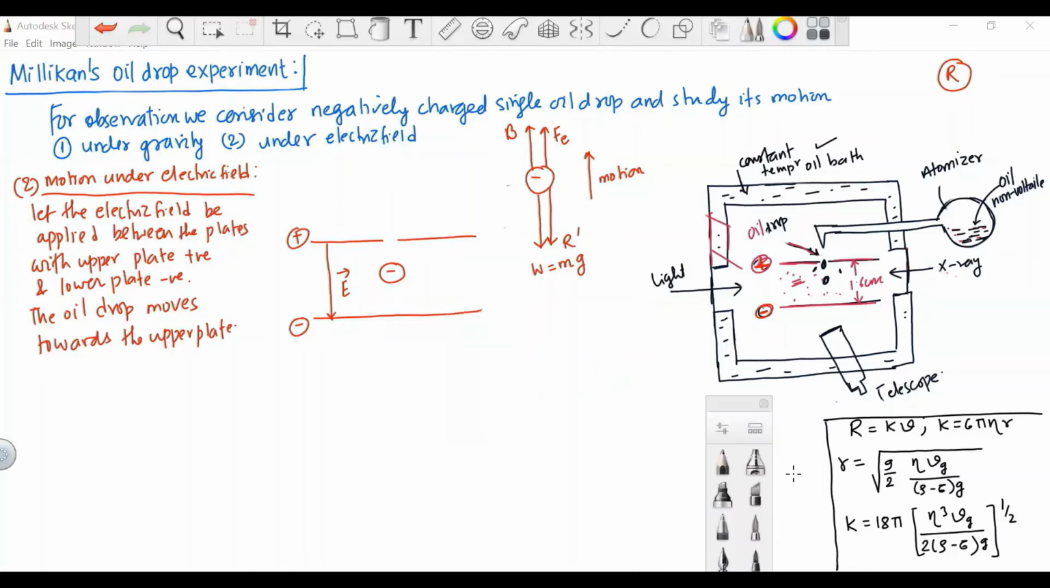Now, as I said earlier, these are the forces: buoyant force, electric force, resisting force, and weight mg acting on the negatively charged oil drop moving under the influence of the electric field. Clear? So we need to note this. Let me write.